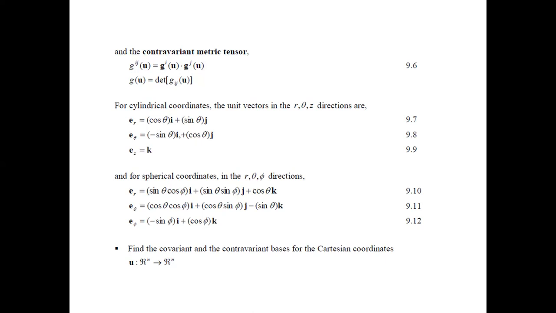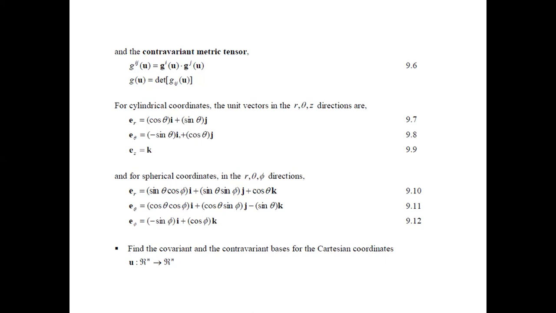Remember the position formula: r sin theta cos phi i plus r sin theta sin phi j plus r cos theta k. When divided by the modulus, we can define the unit vector. I'm going to get sin theta cos phi i plus sin theta sin phi j plus cos theta k. e_theta and e_phi follow similarly.